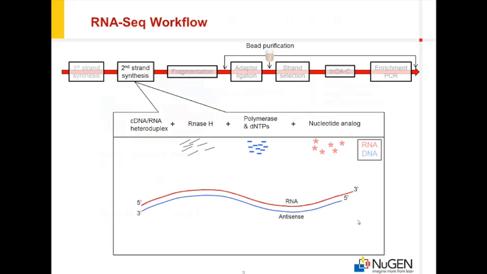In the second strand reaction, we incorporate a degradable nucleotide analog, shown by these red stars, and then carry out the second strand reaction with DNA polymerase to produce a sense strand that's now labeled with these degradable nucleotide analogs. We will utilize the incorporation of these analogs in a subsequent step to carry out degradation that allows us to produce stranded libraries, or libraries that would give you strand-specific RNA-Seq data.